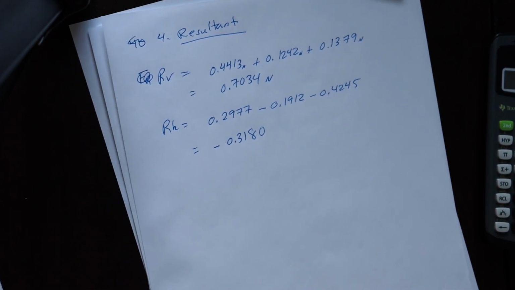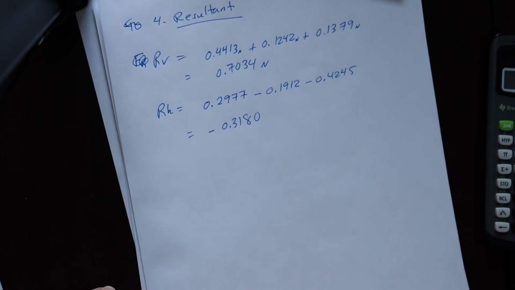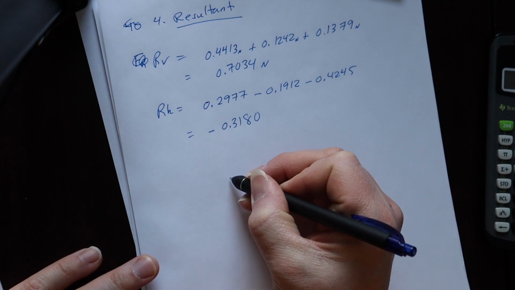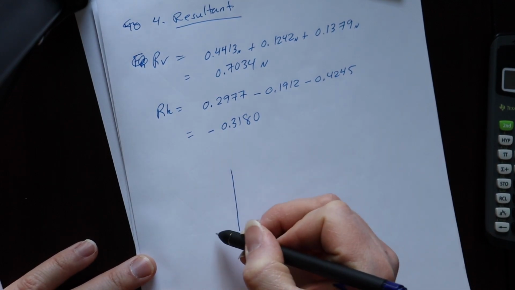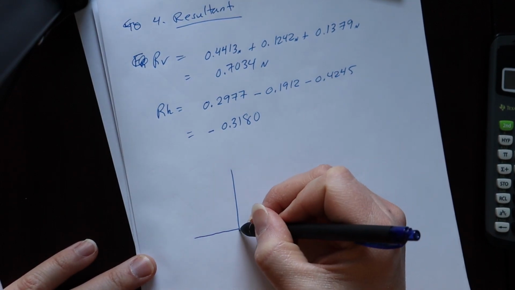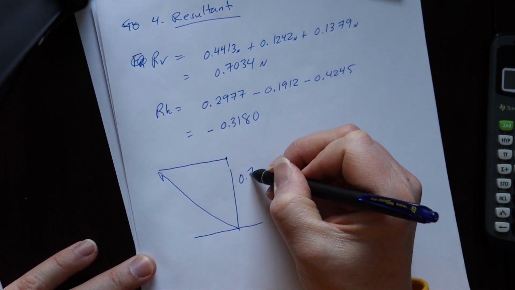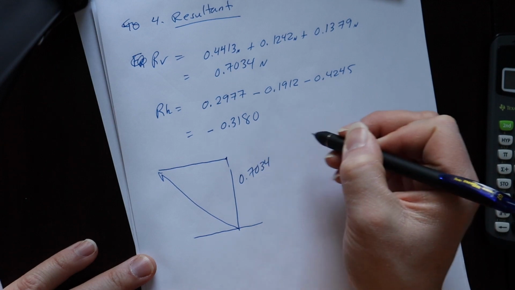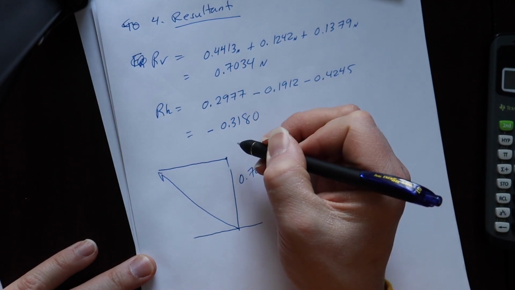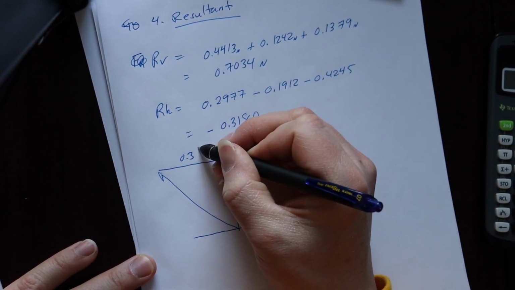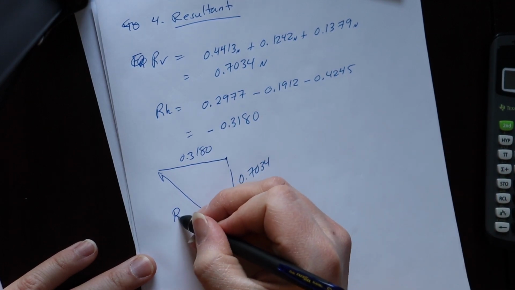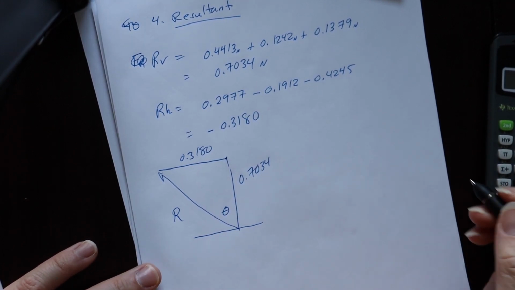Alright, so now we draw our resultant. And this is again review from vectors. So we have a positive vertical and a negative horizontal. So it's going to be in this quadrant somewhere. Okay, my vertical is 0.7034. My horizontal is negative to the west, 0.3180. So we have to find the magnitude and this direction.